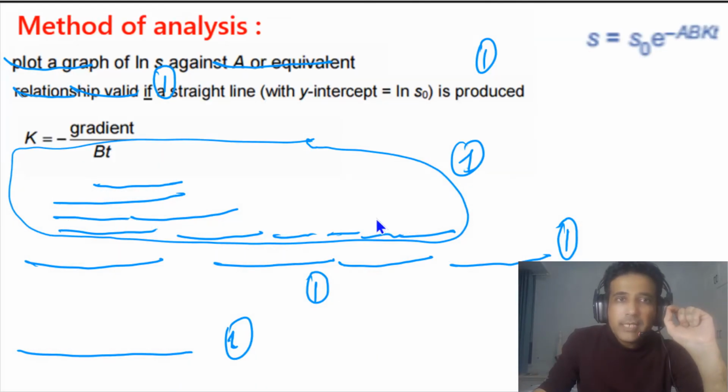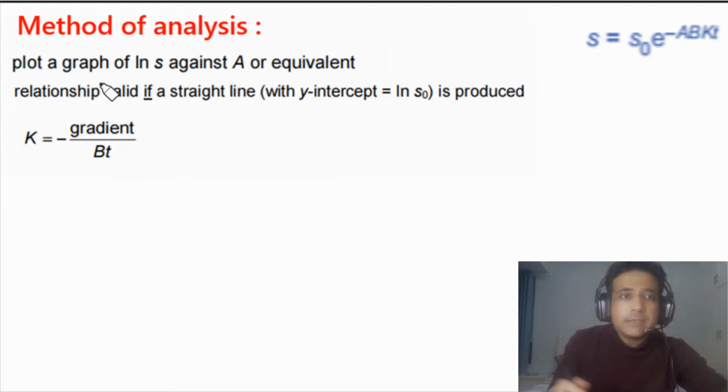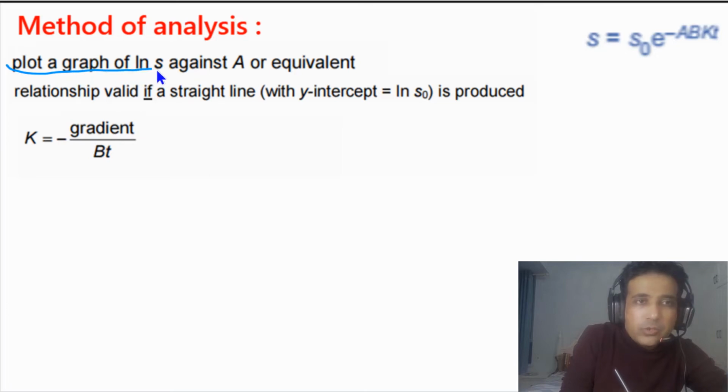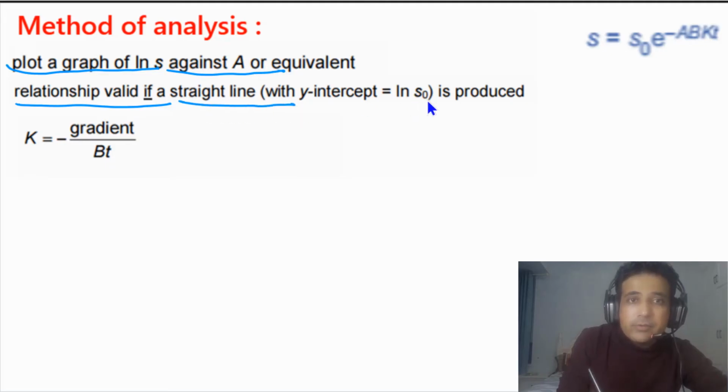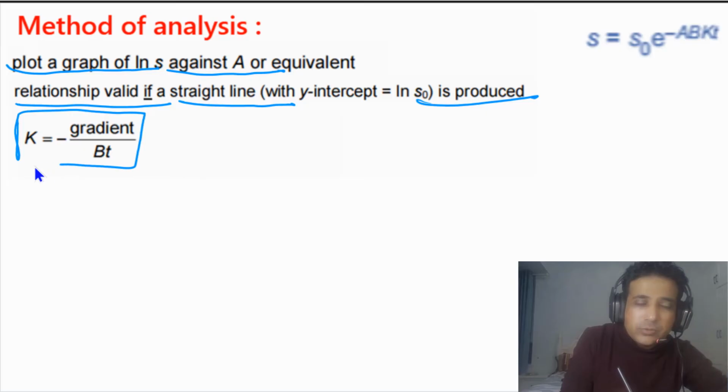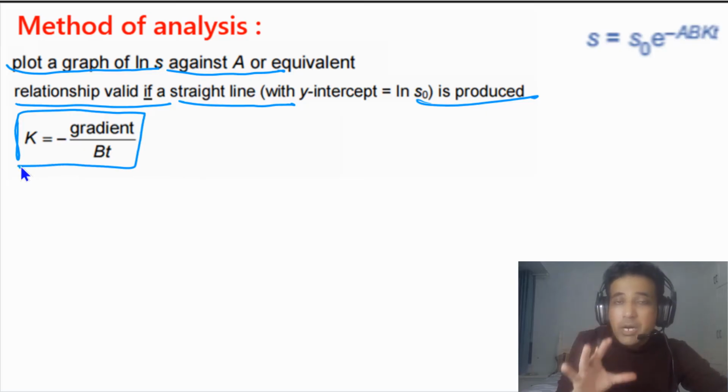And next part, method of data analysis. For method of data analysis, you have to write down plot a graph of ln S against A. We have done this part. Relationship is valid if a straight line with y-intercept is produced. And if you have also written K is equal to this, you will get 3 marks for this.